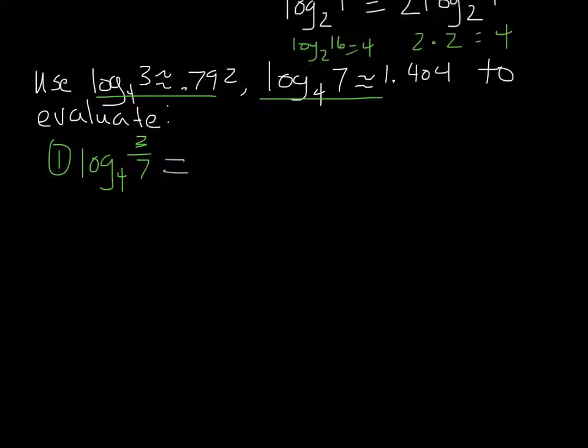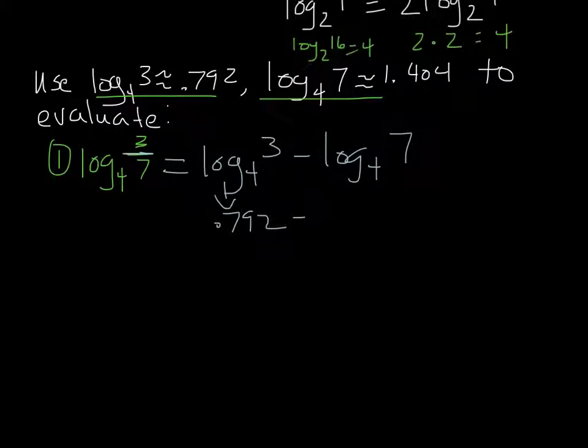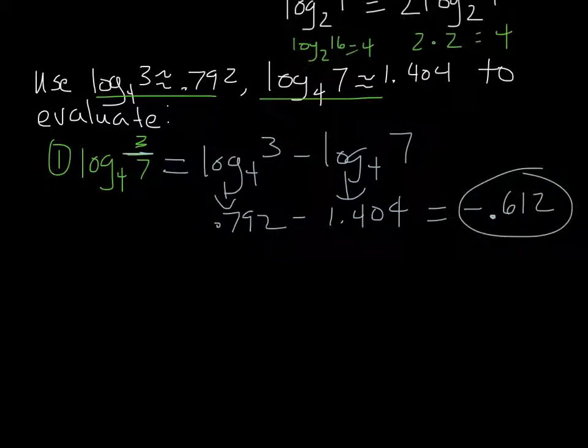And the way you want to approach this is I look at this and I see there's division, and I know I can expand that. I know that the quotient property says that this is log base 4 of 3 minus log base 4 of 7. Now, why does that help me? Well, that helps me because I know what the log base 4 of 3 is. The problem told me it was 0.792. And the problem also told me that the log base 4 of 7 was about 1.404. And if I subtract those two numbers, I end up with negative 0.612. And that is a good approximation of the log base 4 of 3 over 7.